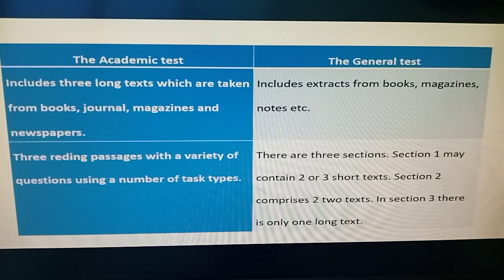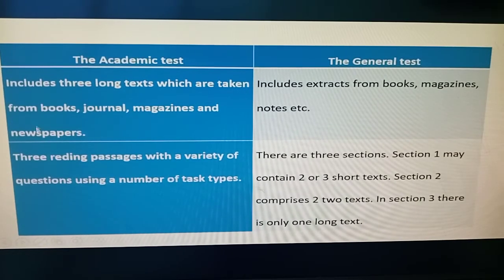In the reading test there should be 3 texts, or 3 passages, with a variety of questions. The 3 passages will consist of 40 questions. It means in each passage there might be 20. There might be 10 in one, 15 in another, and so on. So all of the questions should total 40.